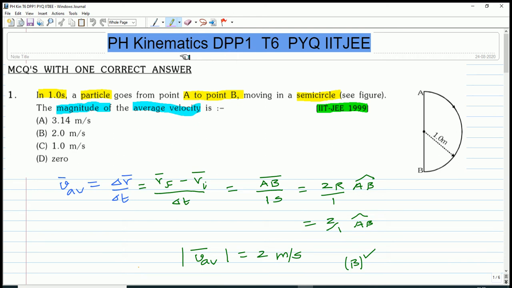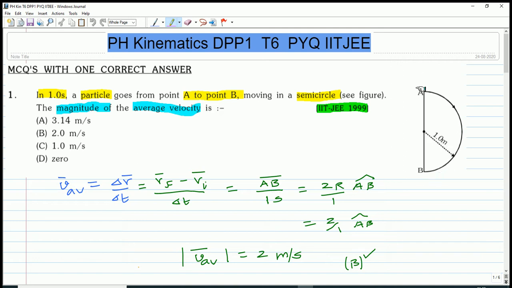In this video, I will discuss some kinematics problems from previous question papers of IIT JEE. This is question number 1. In 1 second, a particle goes from point A to point B, moving in a semicircle, as shown in the figure. The magnitude of average velocity is, 4 options are given.